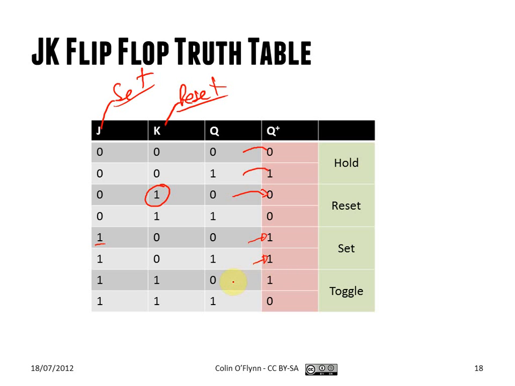The difference between the JK and the RS is that if J and K are both 1, the output toggles. So if it was 0, it becomes 1. If it was 1, it becomes 0. So the main difference between the JK and the RS is this additional property: if both of the inputs are 1, the output just toggles between the two values. So if you tie J and K to 1 and put in a clock, all you'll have is the output going 0, 1, 0, 1, 0, 1, 0, 1.